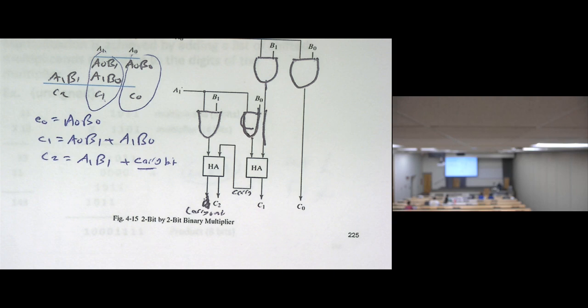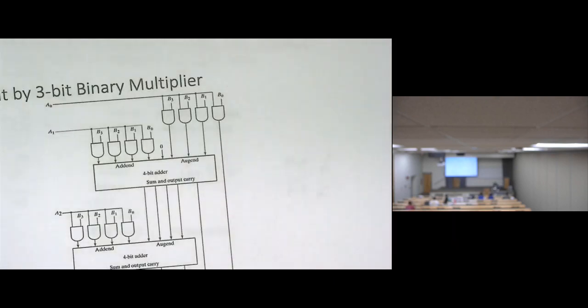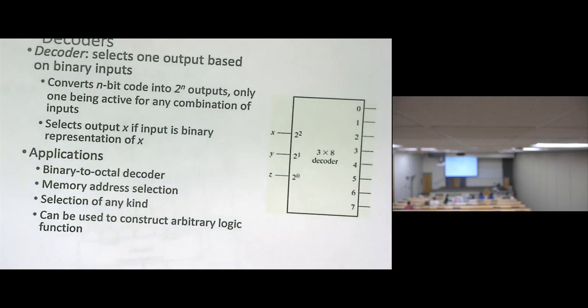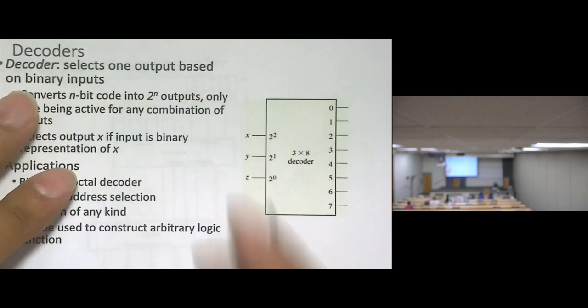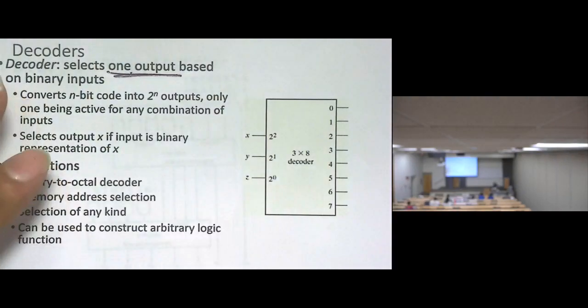Okay, so that's all you need to know about the multipliers. So I'm going to go to the next topic, which is the decoders. So what are the decoders? The decoder is a very easy way to deal with this. It selects one output based on the inputs. We just need to activate one output, while the rest will not be activated.